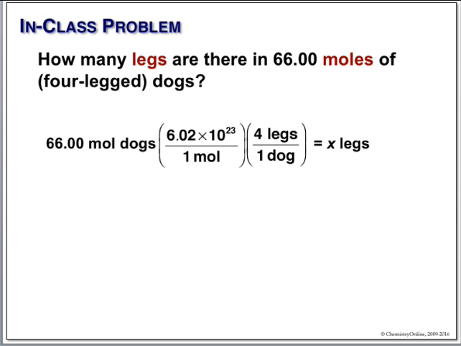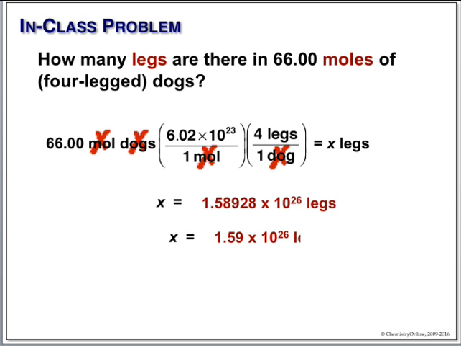So again, we're going to cancel moles. We're going to cancel dogs. And the only thing we have left is legs. Multiply it all out. 66 times 6.02 times 10 to the 23rd times 4. And now we're dealing here with three significant figures. So let's round this to 1.59 times 10 to the 26.